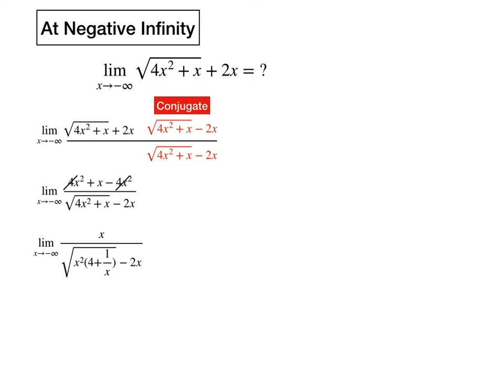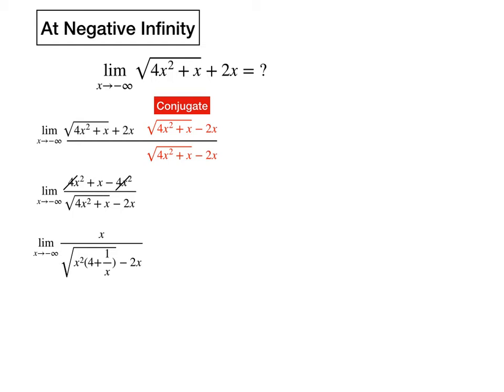x squared times (4 plus 1 over x), minus 2x. Here we wanted to factor the x squared out in the denominator because we want to move the square root of x squared out to see if we can cancel any terms later. And then at this point, you want to pause the process.